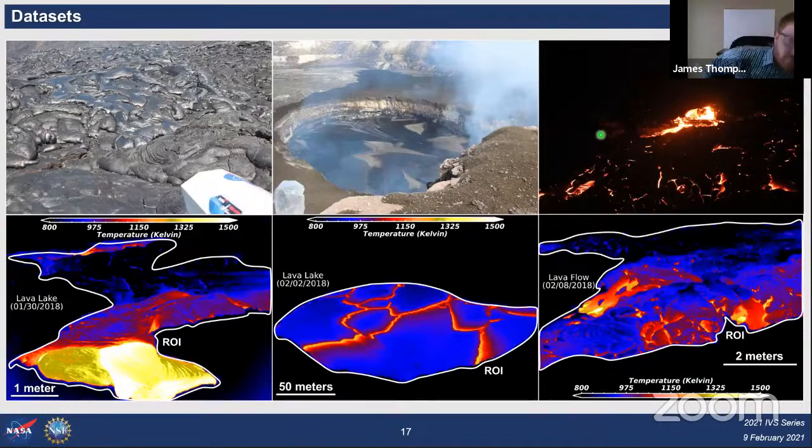So here are a couple of examples of some of the data that I'm going to show you in the next couple of minutes.